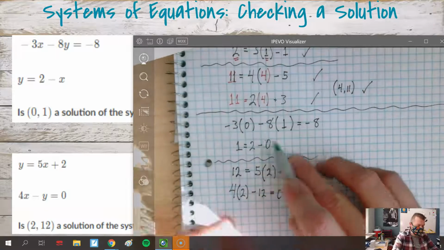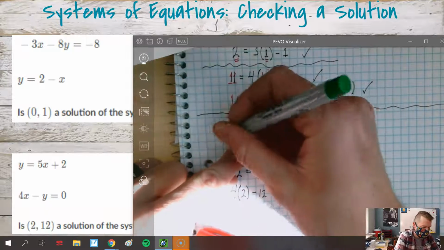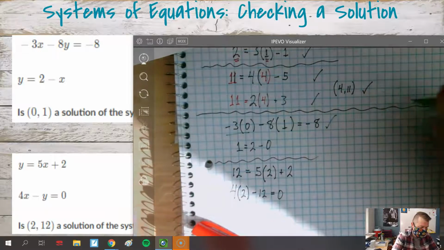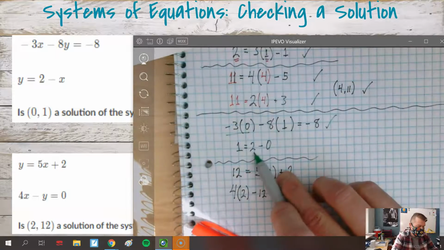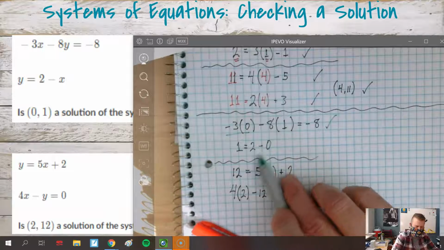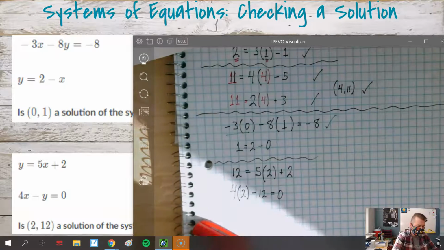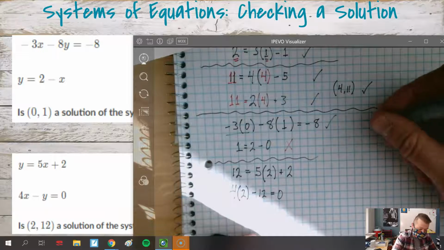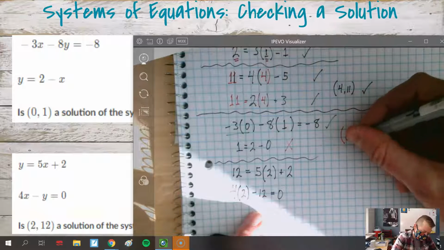So the first equation checks out because this is 0, right? Anything times 0 is 0. Minus 8, okay, negative 8, sweet, checks out. But Adam said, when I come down here and do 2 minus 0, well, that's not 1. So this fails, and (0, 1) is not a solution.